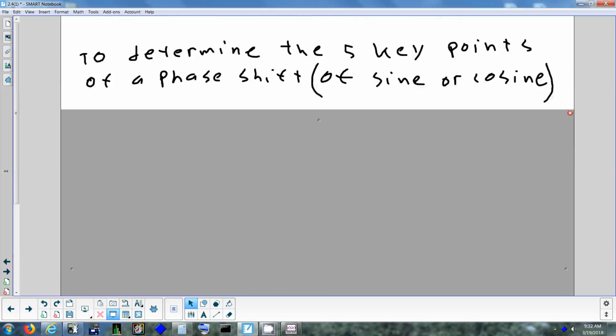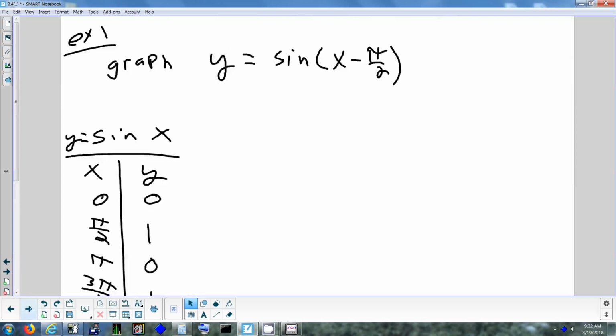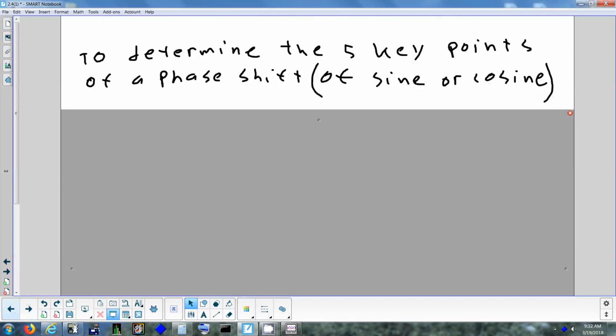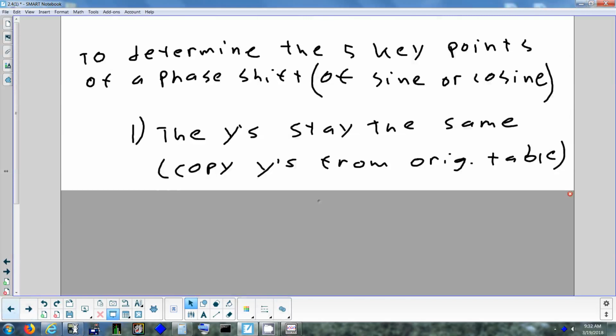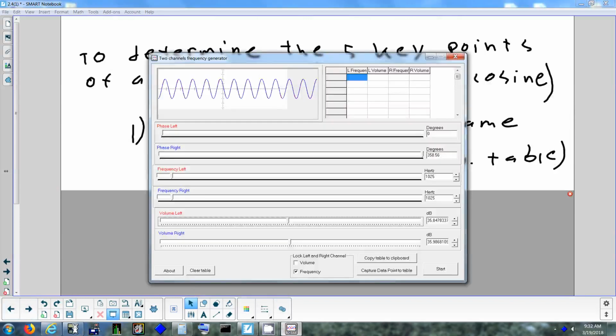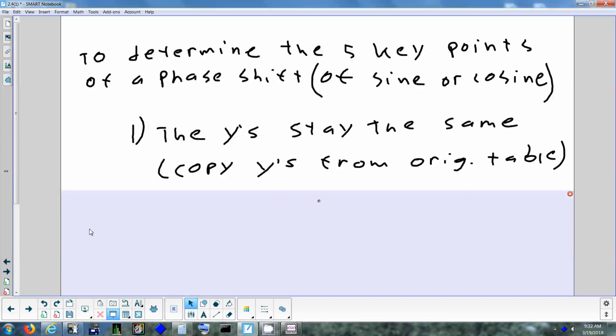See, it's hard. So the last thing we're going to look at before I show you 3 examples, and that'll be it, is how do you find the 5 key points? You've got the originals. How do you shift? Well, first of all, we're shifting left and right. When you shift left and right for a phase shift, that has no effect on up and down. You're not focused on one peak of a wave. It's just moving left and right. The Y value is staying the same.